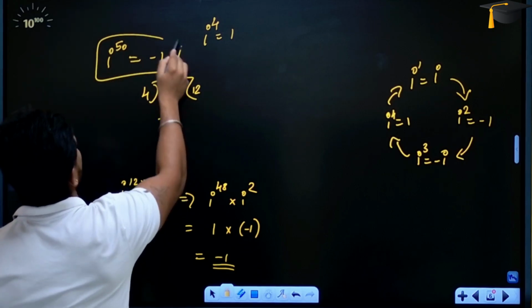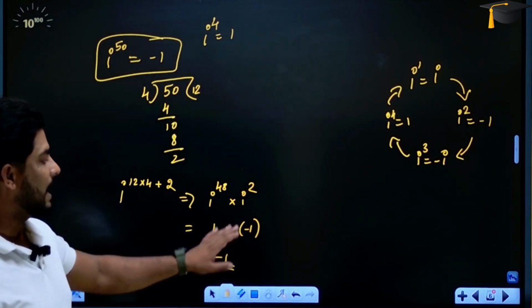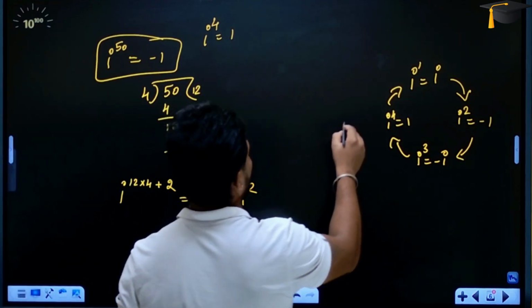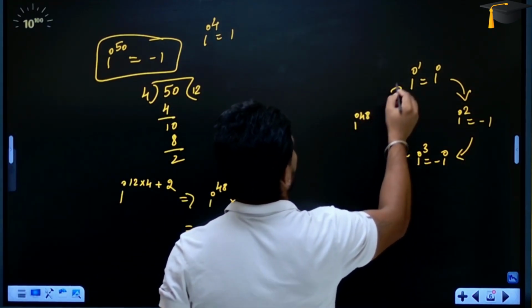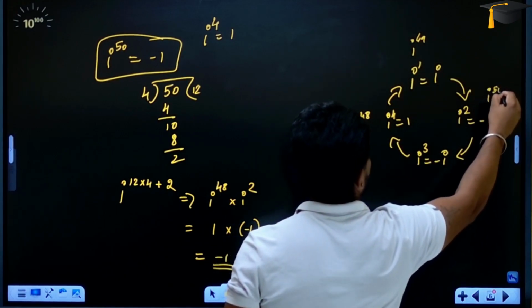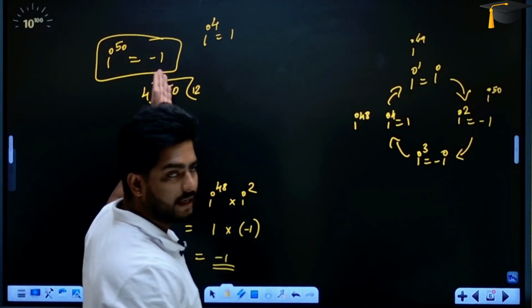Remember, this kind of calculation they will ask, so it is important. Here, i to the power 48 comes here, next i to the power 49, and next i to the power 50 comes here. So i to the power 50 is minus 1, correct? That's how it is.